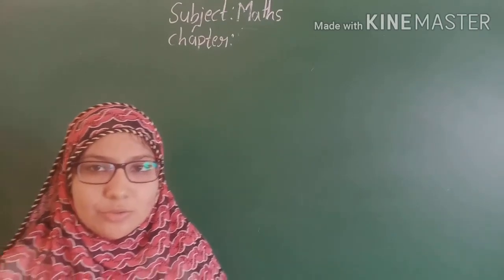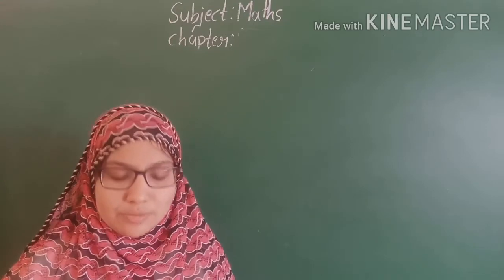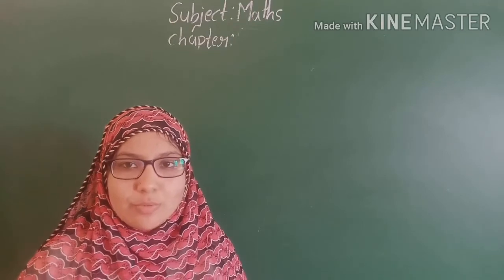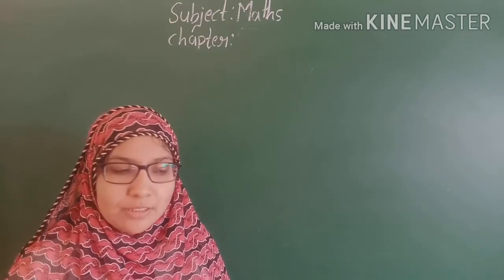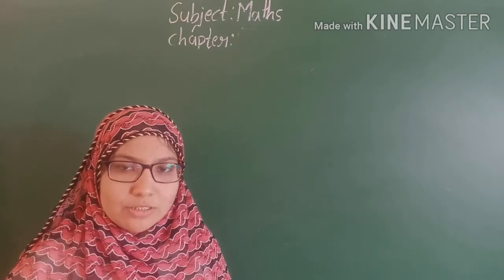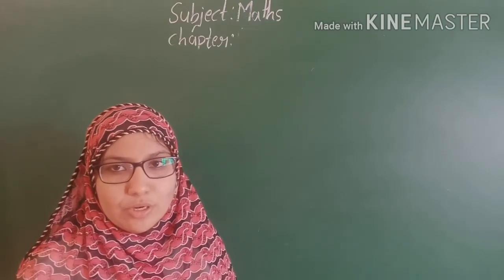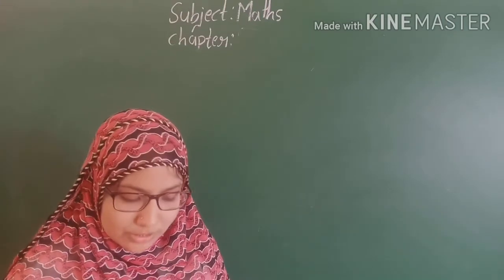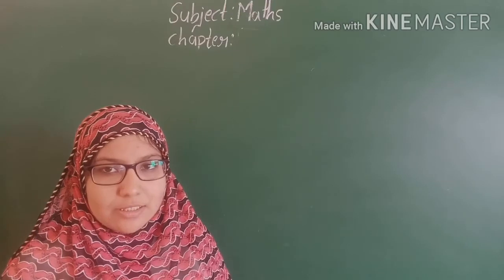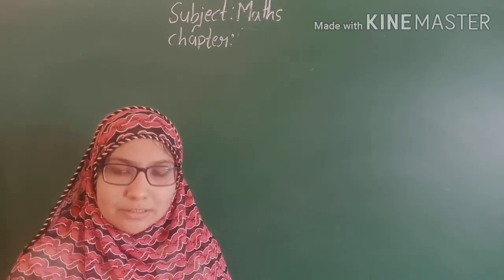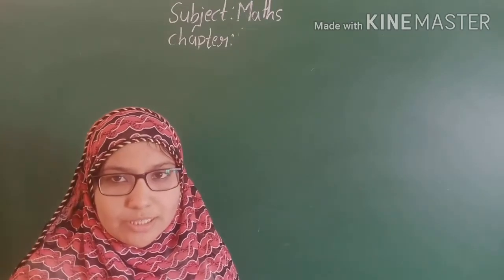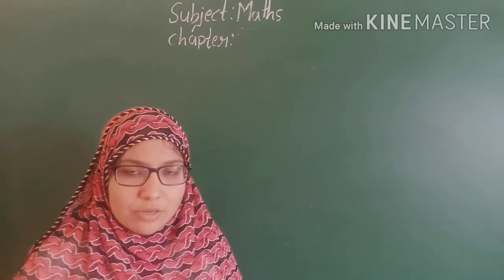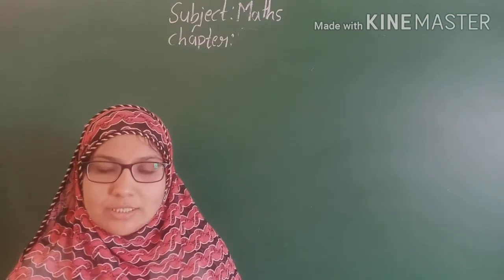See children, you are already familiar with numbers. For example, suppose some objects are there. How do we count these objects? Like 1, 2, 3, 4, 5. Like that we have to count the numbers. Here, this tells us the number of objects or things present. These numbers we can call cardinal numbers. Fine.